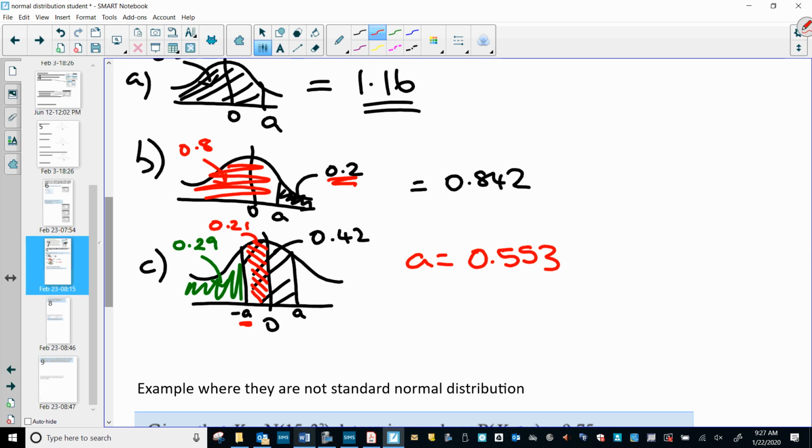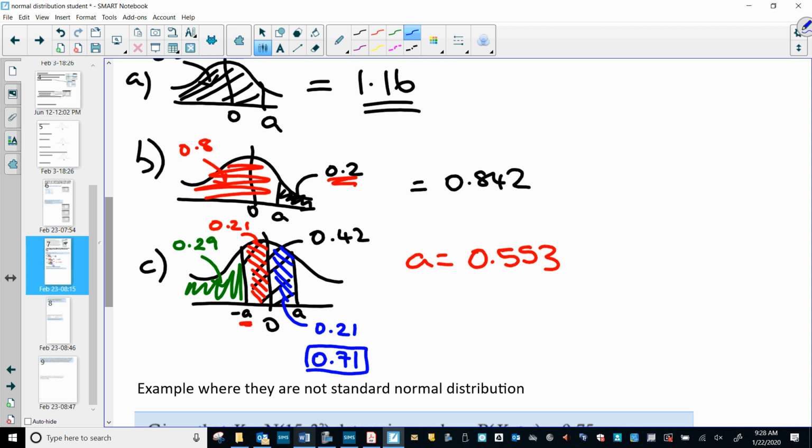Your alternative, using areas to the left, just in case you wanted another option, is again you need to recognise that this bit here would be 0.21, and then you could enter as your decimal 0.71, because we could take this whole half and the blue bit. So that should give you the same answer. It should give you 0.553.